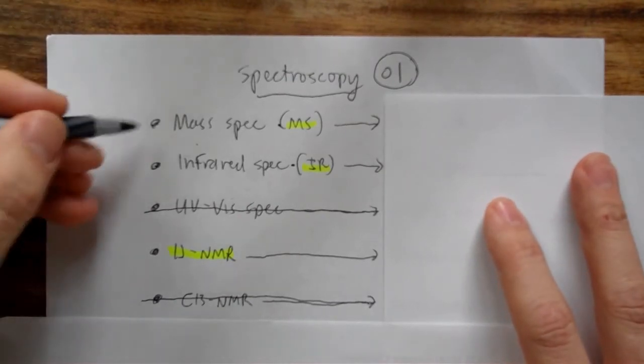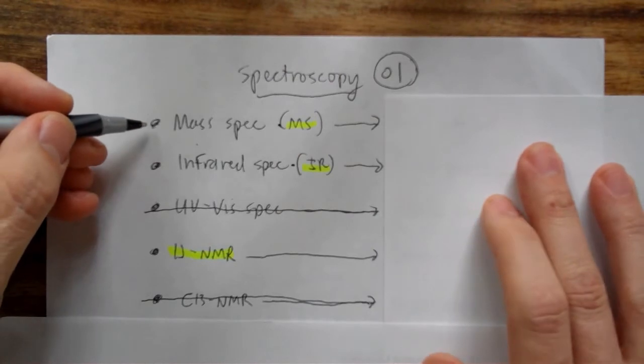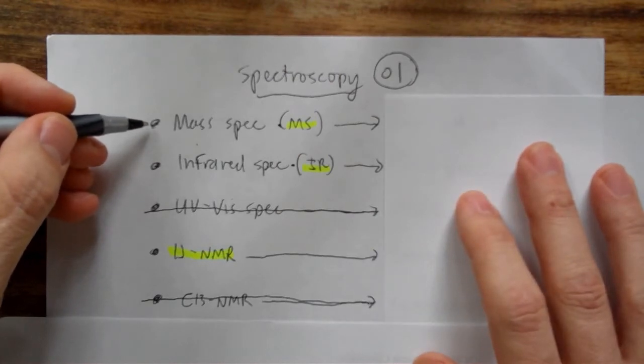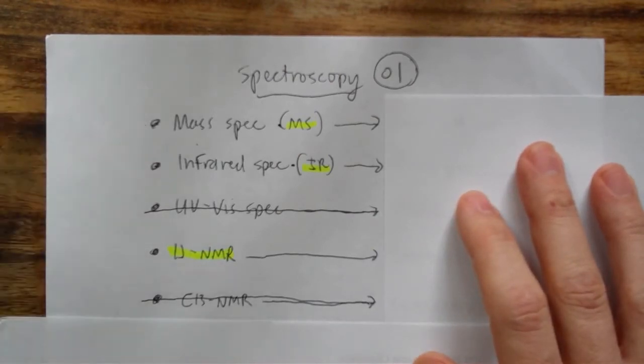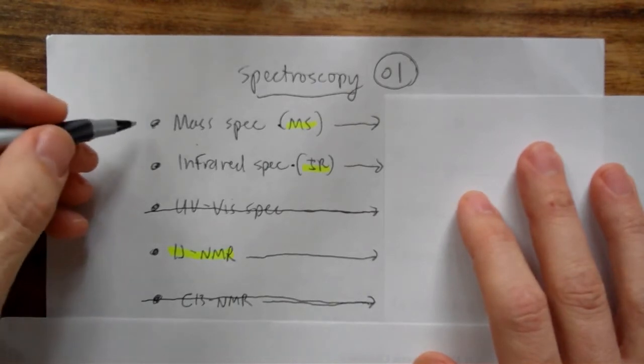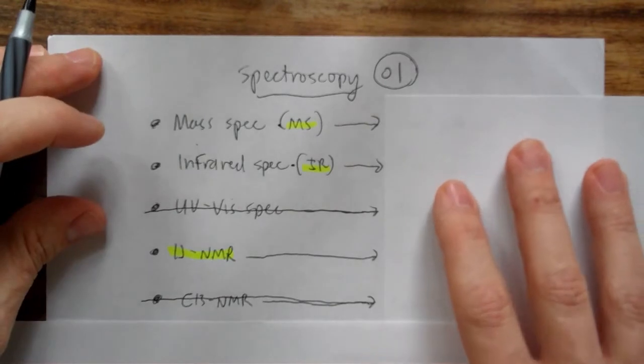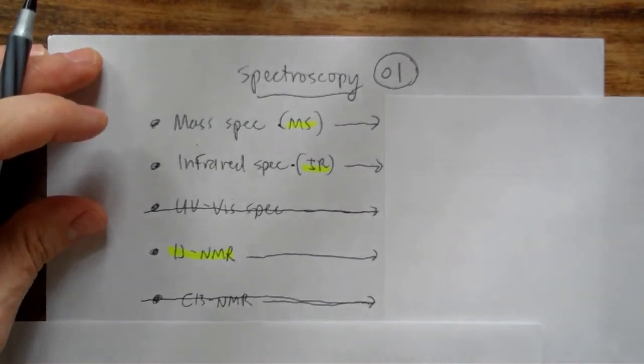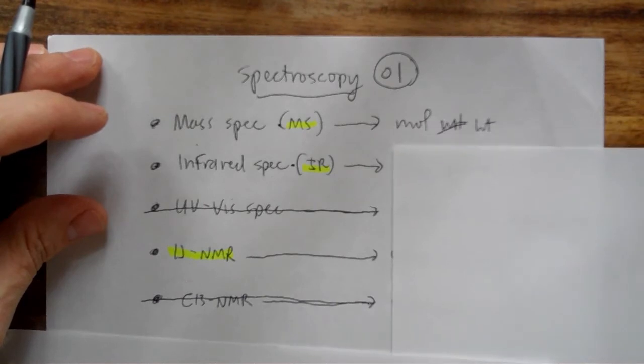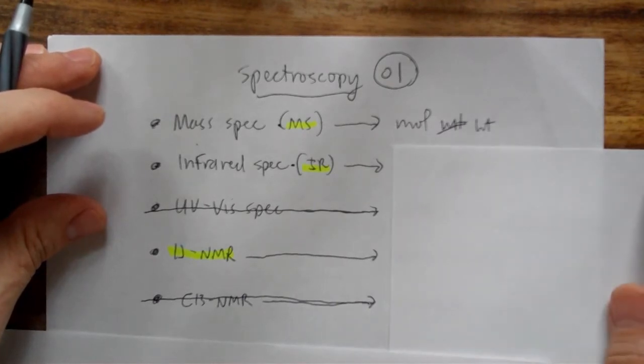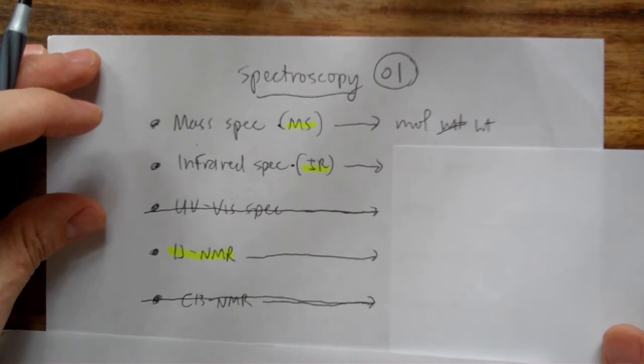So the main take-home message for mass spec, I know other organic chemists are going to disagree with me on this, but I'm right. The main take-home message for mass spec is molecular weight, okay, or formula weight. This will make more sense in a little bit when we start talking about the why and the how.